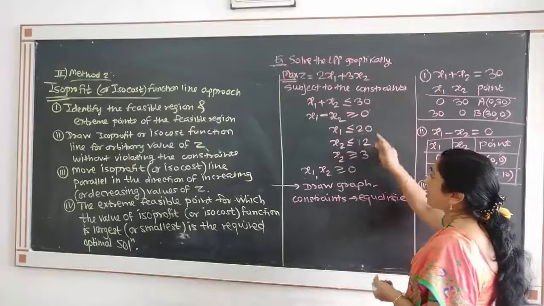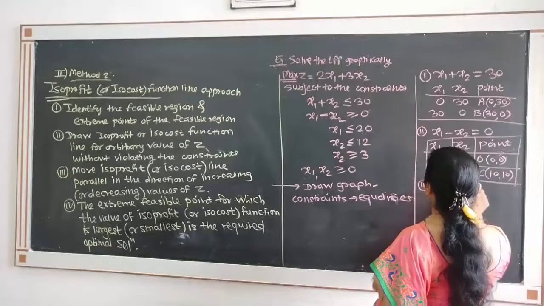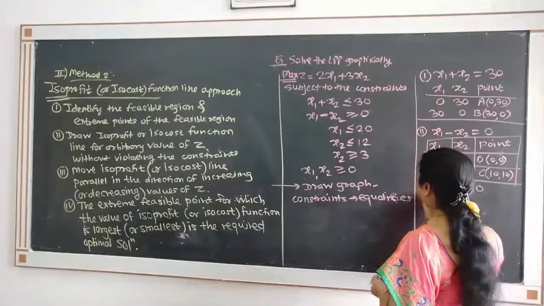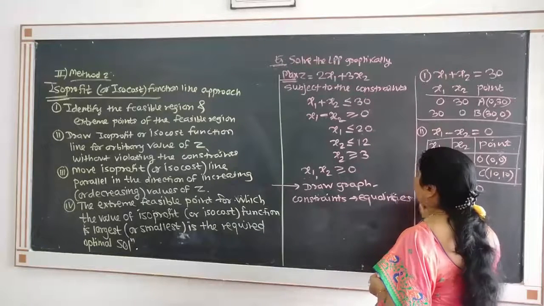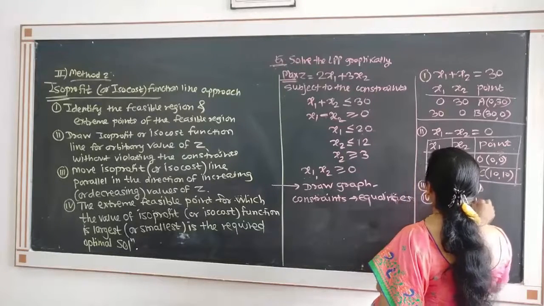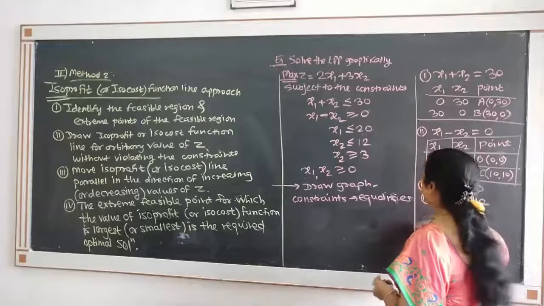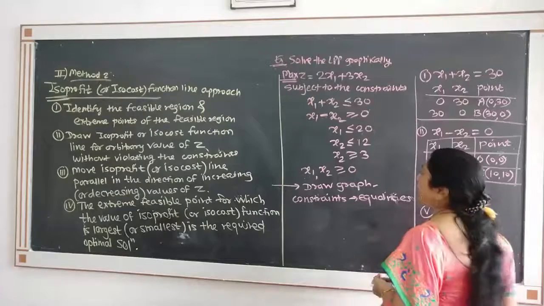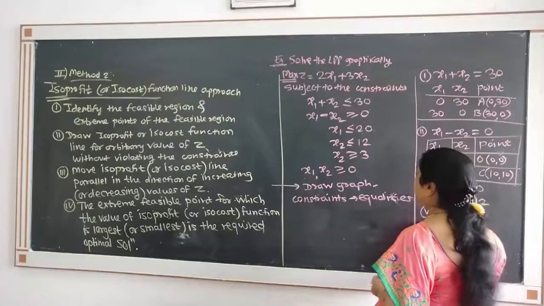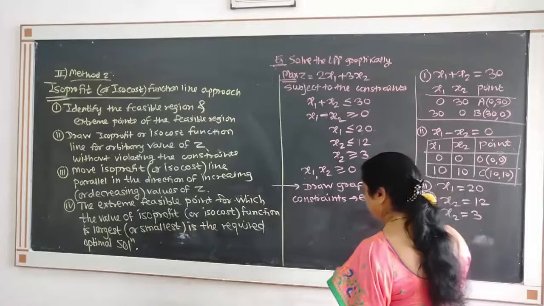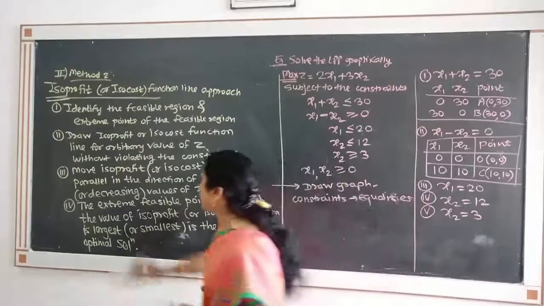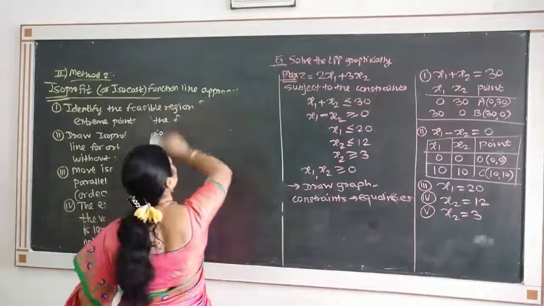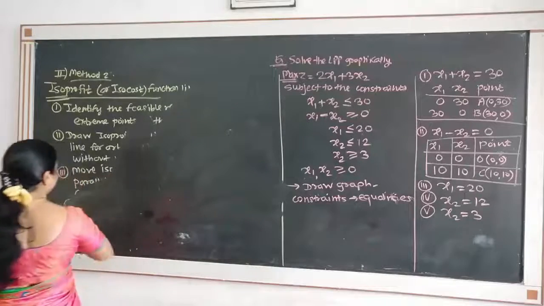Third, x1 equal to 20, that is our line parallel to x2 axis. Next one is x2 equal to 12, line parallel to x1 axis. x2 equal to 3, line parallel to x1 axis, and x1, x2 greater than or equal to 0. This always gives us the feasible region in first quadrant. So plot the graph.